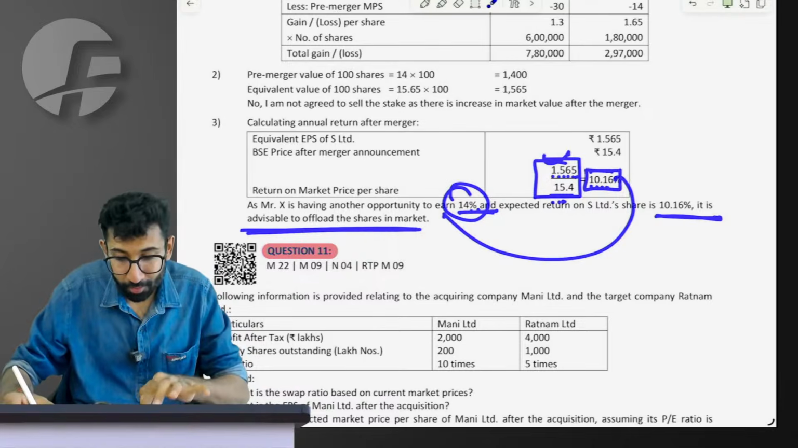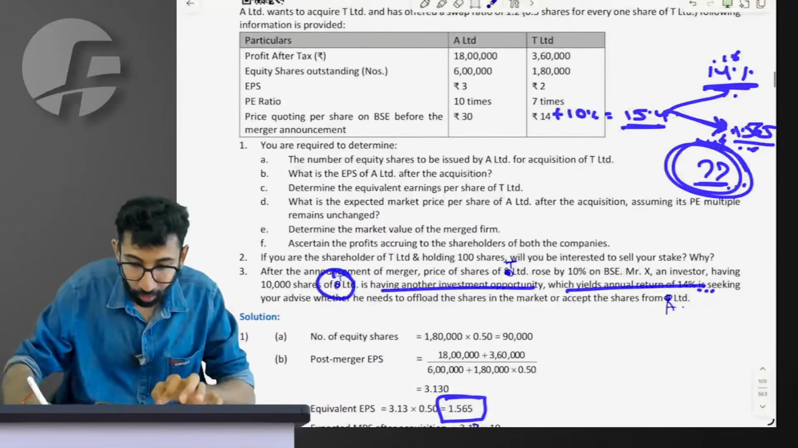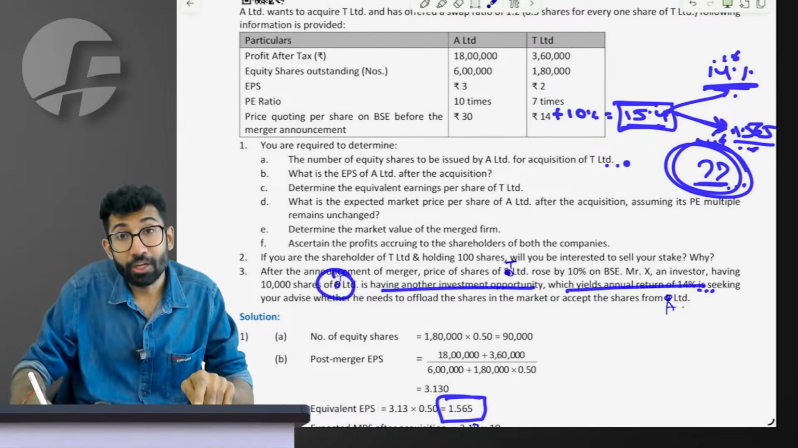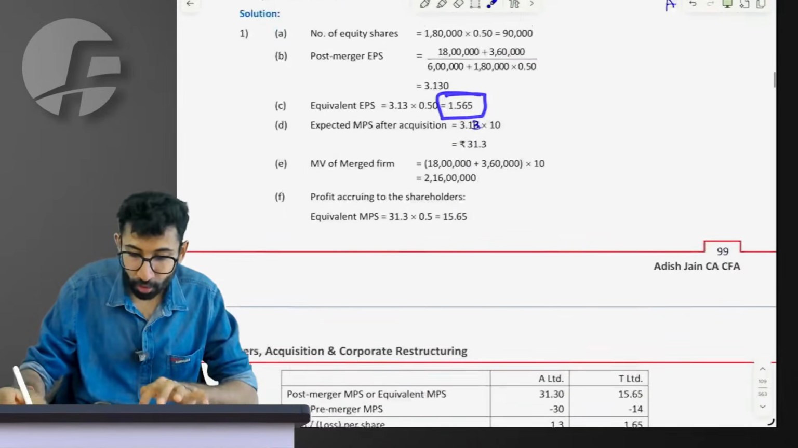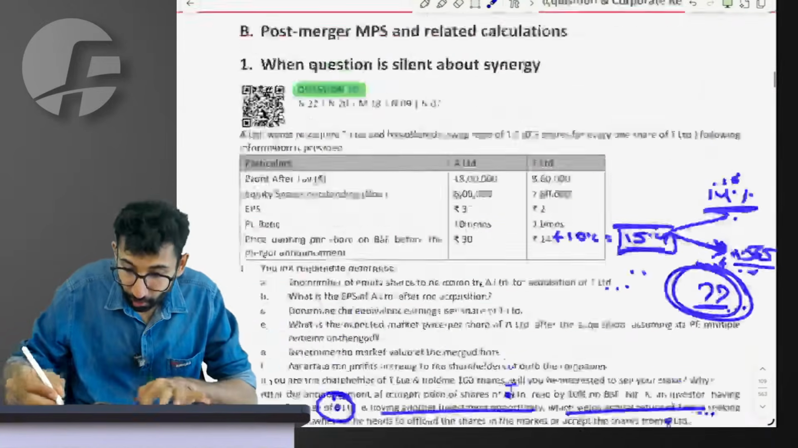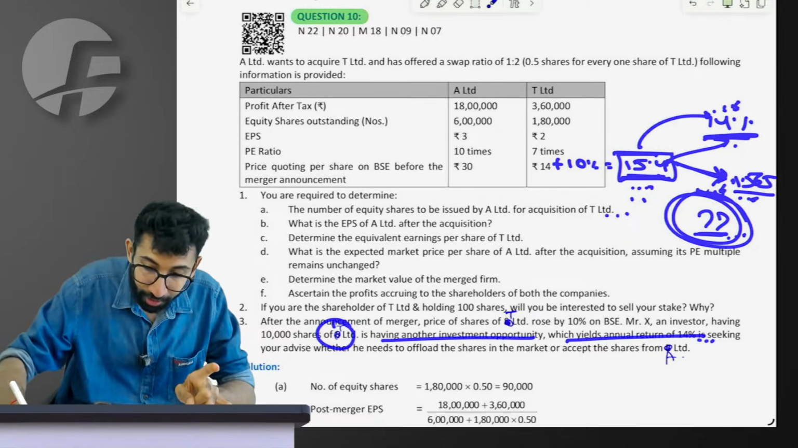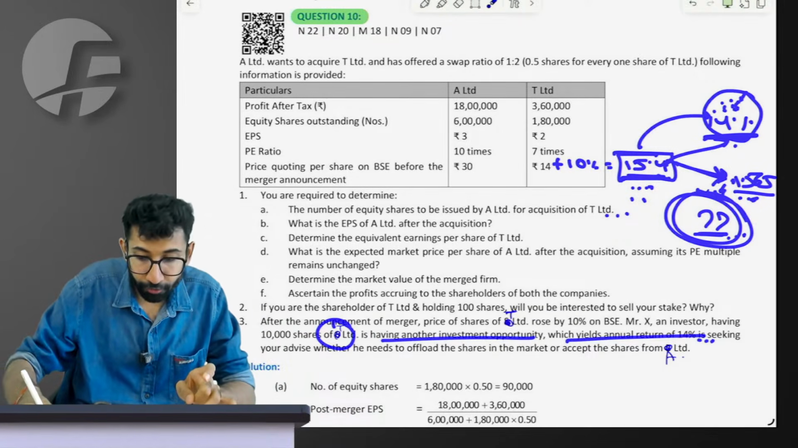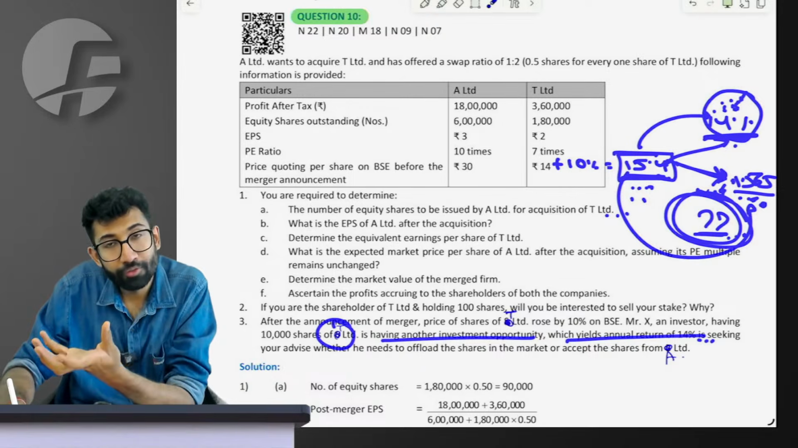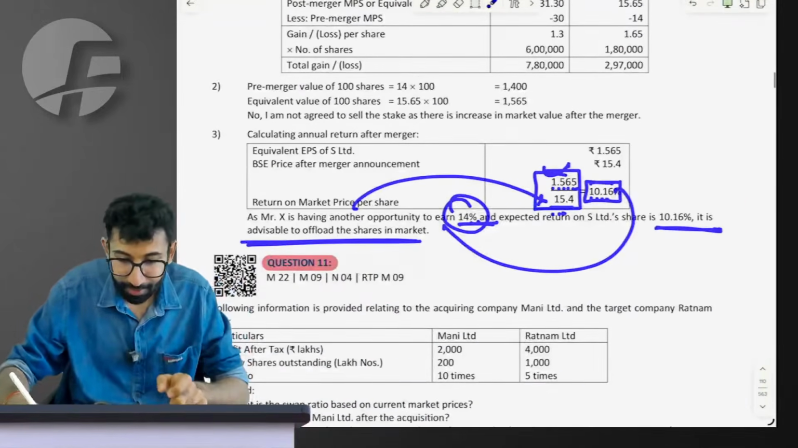Please have this conceptual clarity. The base here is 15.4, which is the amount which got blocked. Don't take equivalent MPS as the base. Don't think 15.65 is the base. No. What you block in this case is 15.4. What you invest somewhere else is 15.4. So to make it comparable, the investment here should also be assumed 15.4 to make the base comparable. Could I make it clear to you, people in the class?